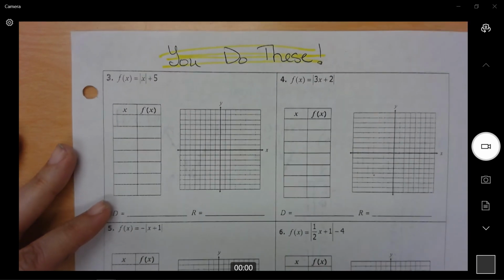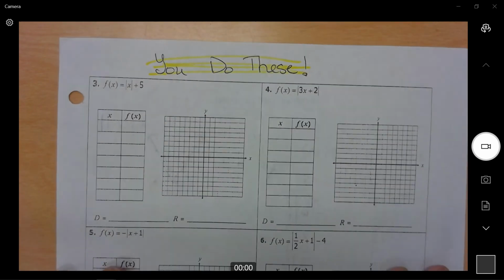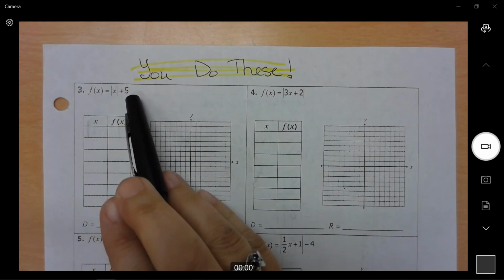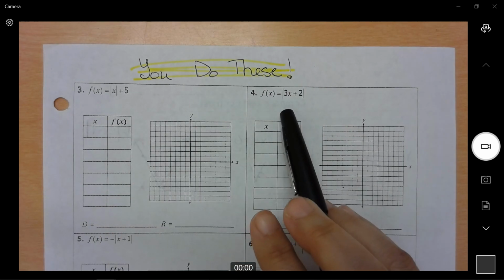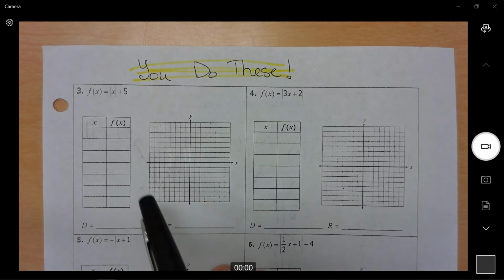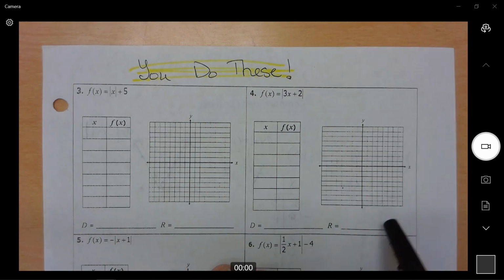Okay, I want you to do 2 problems on your own. So the absolute value of x plus 5 and the absolute value of 3x plus 2. And I'm going to ask you for the domain and range for each one of these.